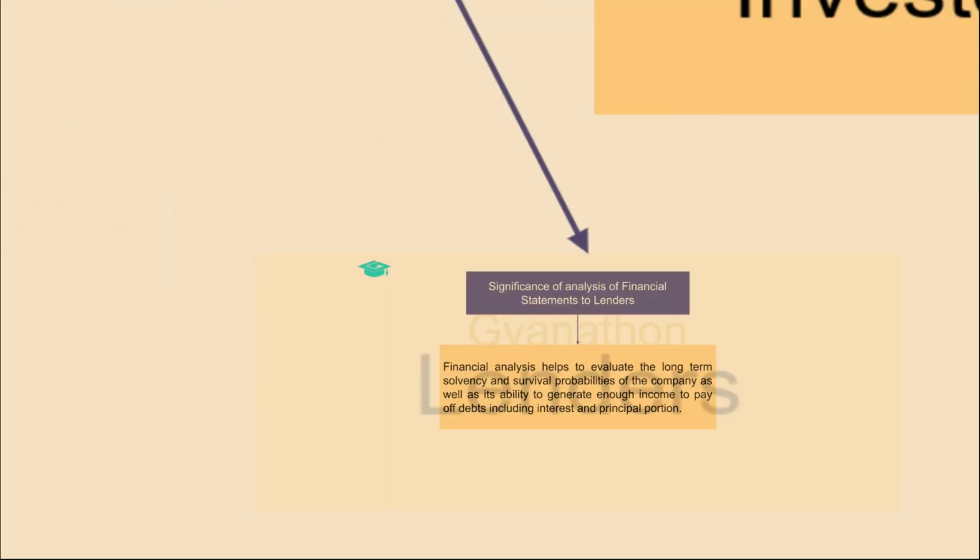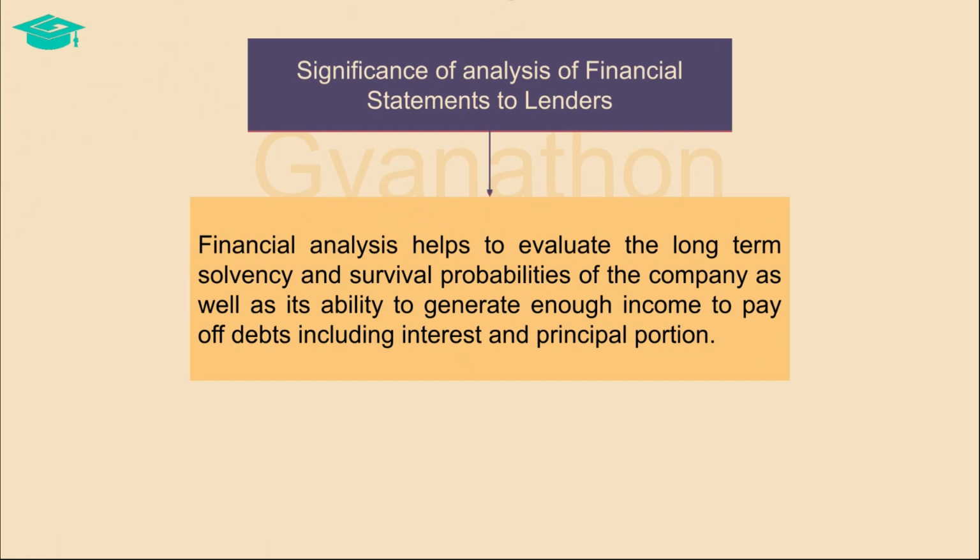In respect of lenders, these are the parties in respect of whom the company has long term liabilities. The financial analysis helps to evaluate the long term solvency and survival probabilities of the company, as well as its ability to generate enough income to pay off debts, including interest and principal portion, since the lenders are keen to know the long term faring of the business of the company.